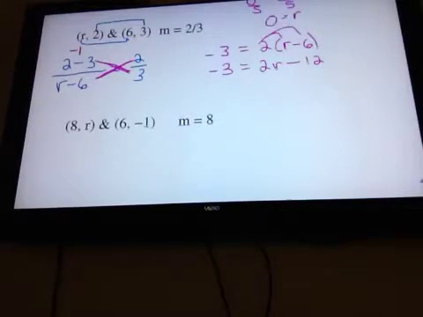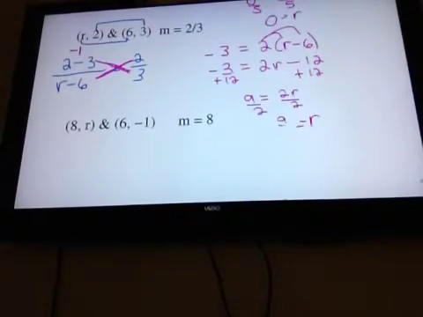We're solving for r, so we're going to add 12 to both sides. I have a problem saying r's. So 9 equals 2r. Divide by 2. And r is 9/2. And you can just leave it a fraction. If you made it a decimal, that's okay too.